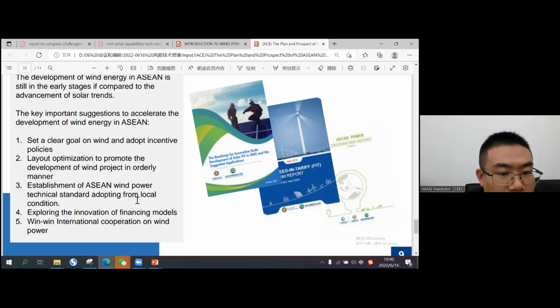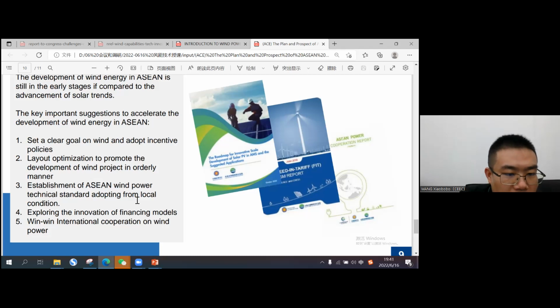Next, exploring innovation of financing models. Because the local bank financing capability is quite low, could we open this to foreign banks? Because the financing capability of the ADB or the AIIB is also limited. So we need more financial resources to get into this market.